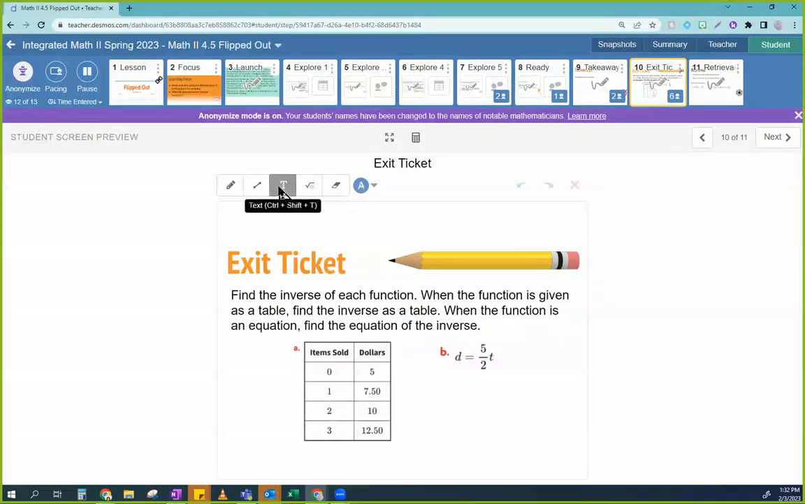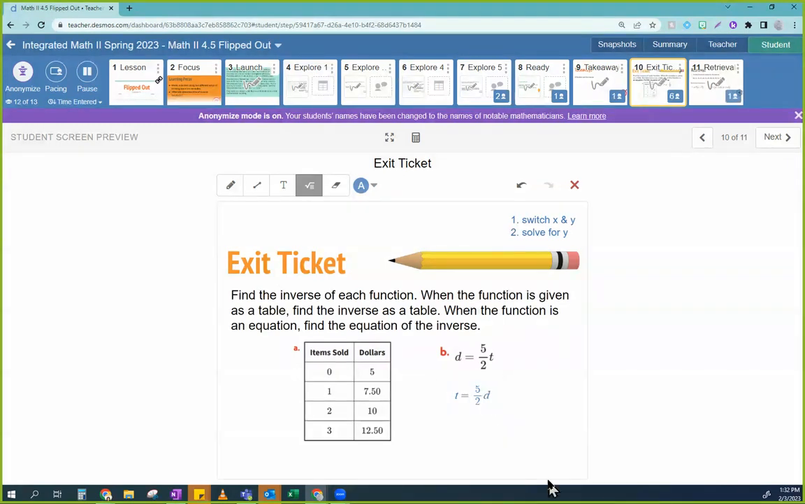Number one, switch x and y. And number two is going to be solve for y. Okay, so here we have two different variables. You're going to do the same exact thing. I'm going to do this exit ticket with you just so you know what to do. So the first thing it says to do is to switch x and y. Ms. Johnson, it's d and t. Yes, okay, so switch d and t. So you want me to switch d and t? Yes. So it's going to say t is equal to 5/2 of d.